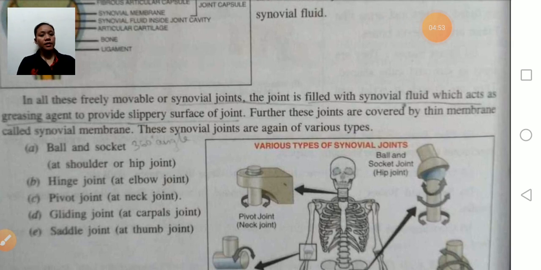Therefore, they act as a lubricating agent and provide a slippery surface to the joint, just like when we put oil, it gives a slippery surface. In between the joint there is synovial fluid which acts as a greasing agent, and it provides a smooth movement to the surface of the joint.